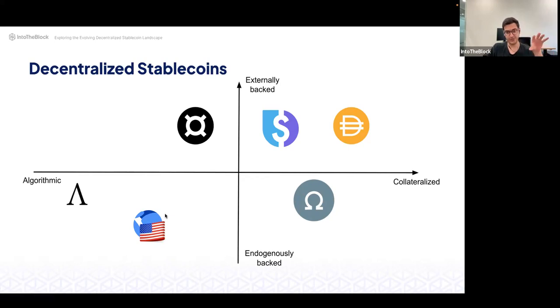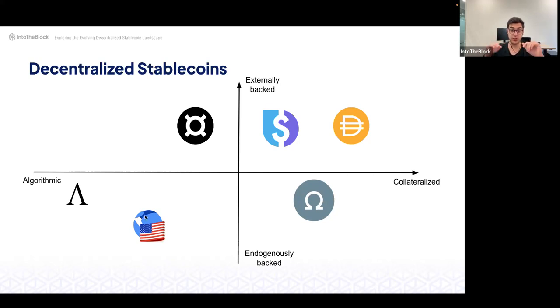And that brings us to the lower left quadrant, which has been by and large unsuccessful. We have fully algorithmic stablecoins that are not backed by anything, such as Ampleforth, which just led to supply contraction and expansion, trying to preserve the peg. Interesting experiment, but arguably not successful. And then UST, of course, which infamously collapsed.